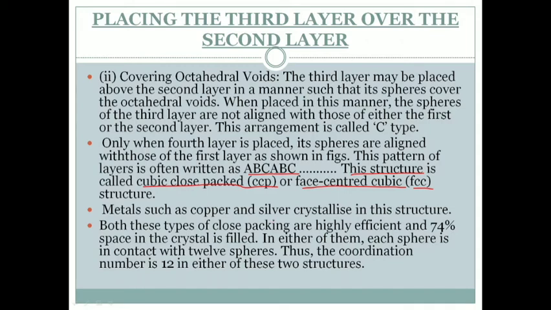Metals like copper and silver crystallize in this structure. An objective question may be asked: copper and silver crystallize in this structure. Both of these types of close packing are highly efficient, and 74% of the space in the crystal is filled. And in either of them, each sphere is in contact with 12 spheres. So the coordination number will be 12.